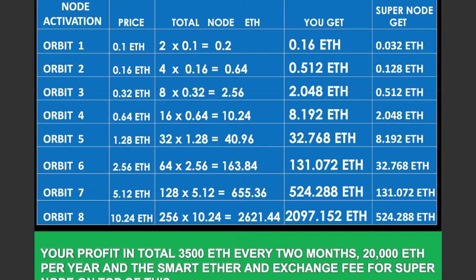When 1.28 Ethereum is spent for activating your fifth orbit, you will receive 32.768 Ethereum. So, you'll get 2097 Ethereum from the total of 8 orbits without being a supernode. At the same time, the smart contract includes the possibility of receiving 524 Ethereum from the supernode and a total of 3,500 Ethereum every 2 months through the automatic activation of wallets in the first orbit to the 8th orbit.